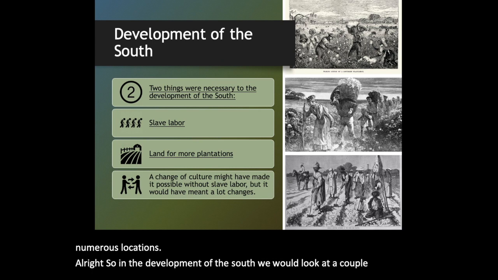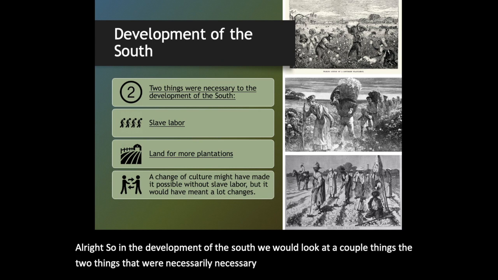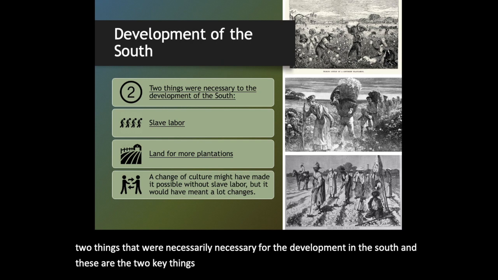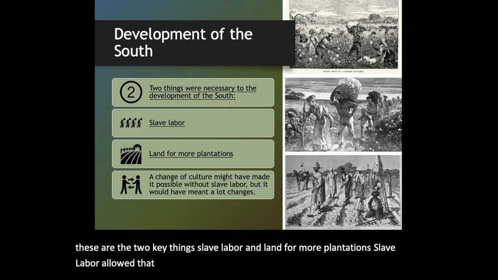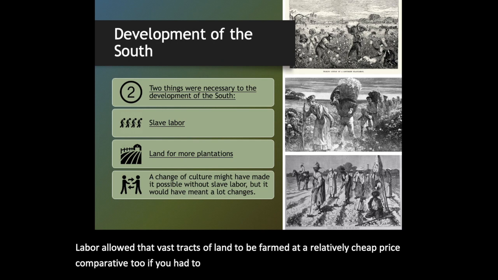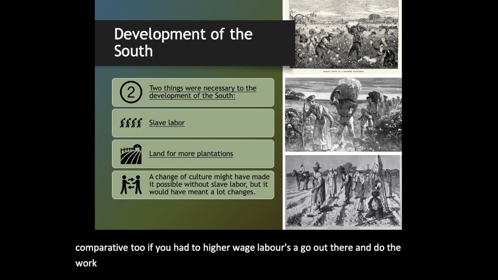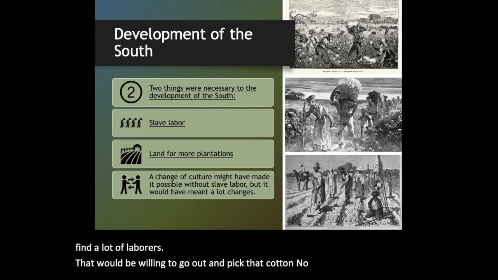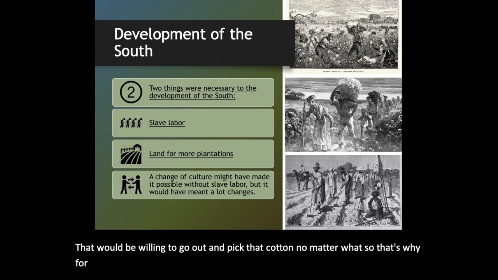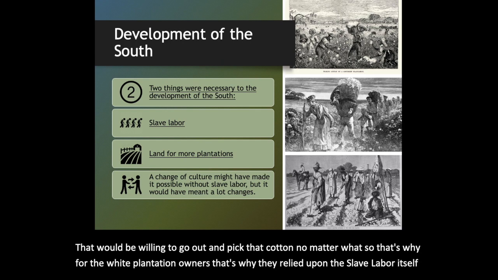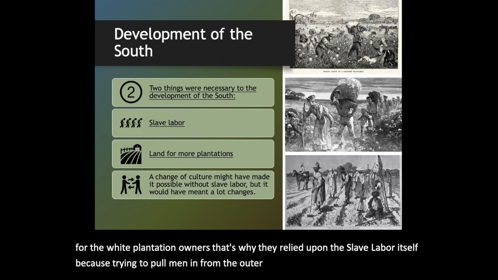All right, so in the development of the South, we would look at a couple things. The two things that were necessary for the development in the South. Now, these are the two key things: slave labor and land for more plantations. Slave labor allowed that vast tracts of land to be farmed at a relatively cheap price compared to if you had to hire wage laborers to go out there and do the work. And again, it's hard, brutal work too, so it would have been hard anyways to find a lot of laborers that would be willing to go out and pick that cotton no matter what. So that's why the white plantation owners relied upon the slave labor itself, because trying to pull men in from the outer regions was going to be a hard task for them.